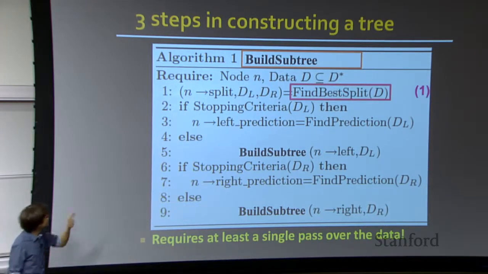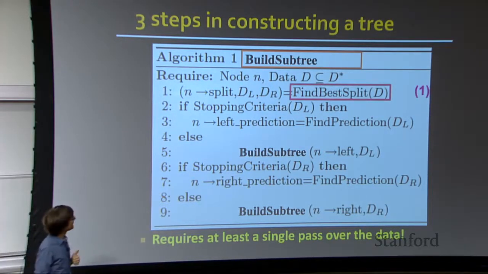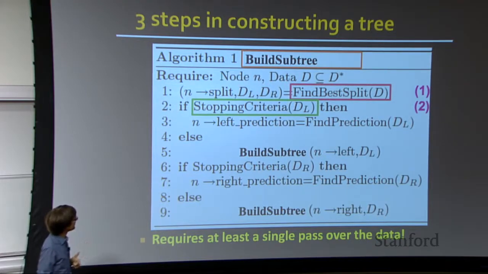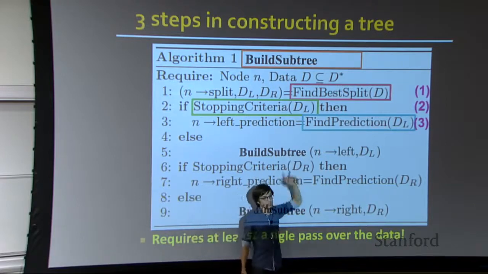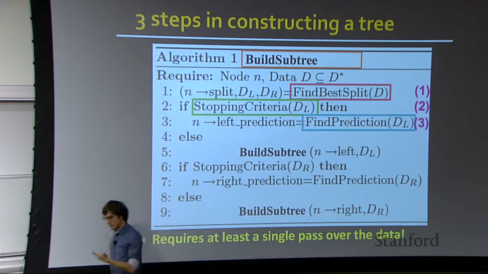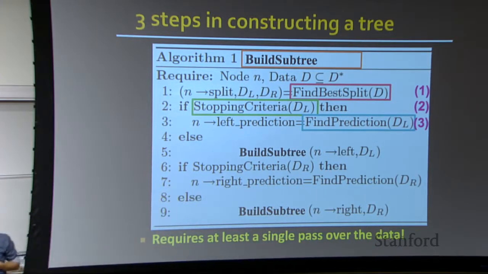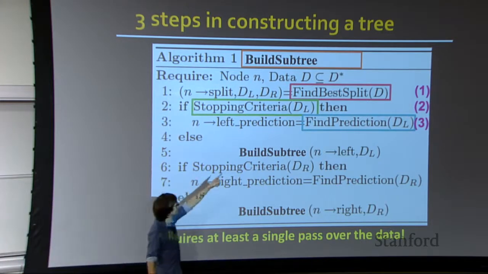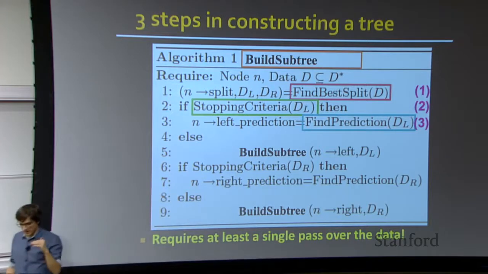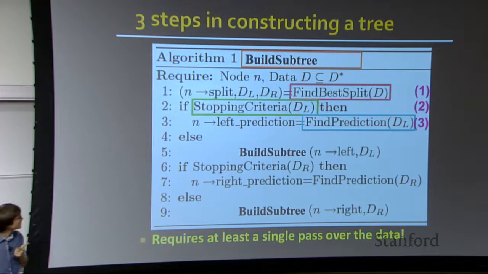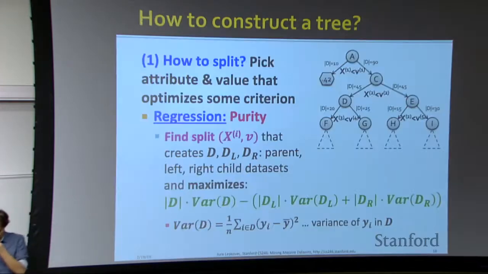So I have build subtree, find best split, stopping criteria, and then build the prediction node. Those are the three functions I have to specify. What I will do next is tell you how to do these three functions. How would you implement them? How do you find the split? How do you decide to stop? And how do you build a prediction node?